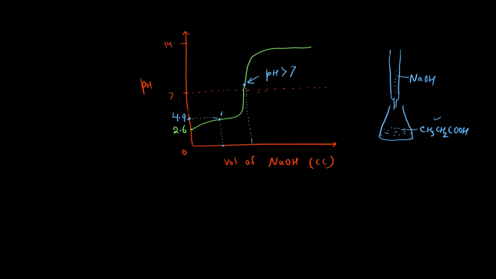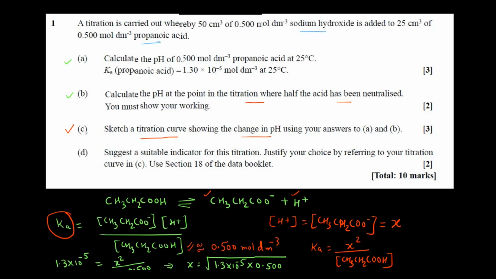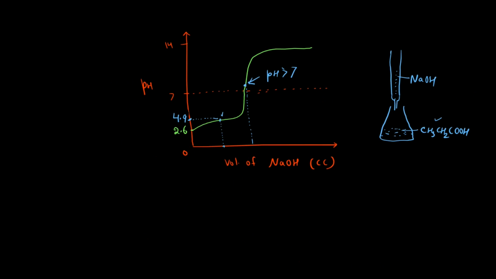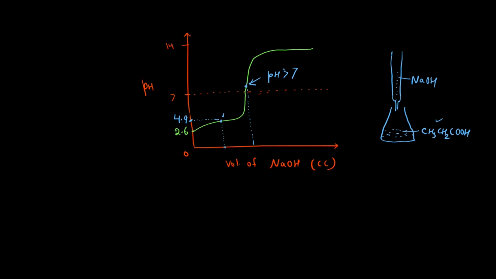Okay, so what is the last part? Last part is suggest a suitable indicator for this titration. Justify your choice by referring to a titration curve. Okay, so we need to find a suitable indicator. So what will be the suitable indicator? So we know that the equivalence point is at pH greater than 7, right? So our suitable indicator will have a pKa which will lie in this range.